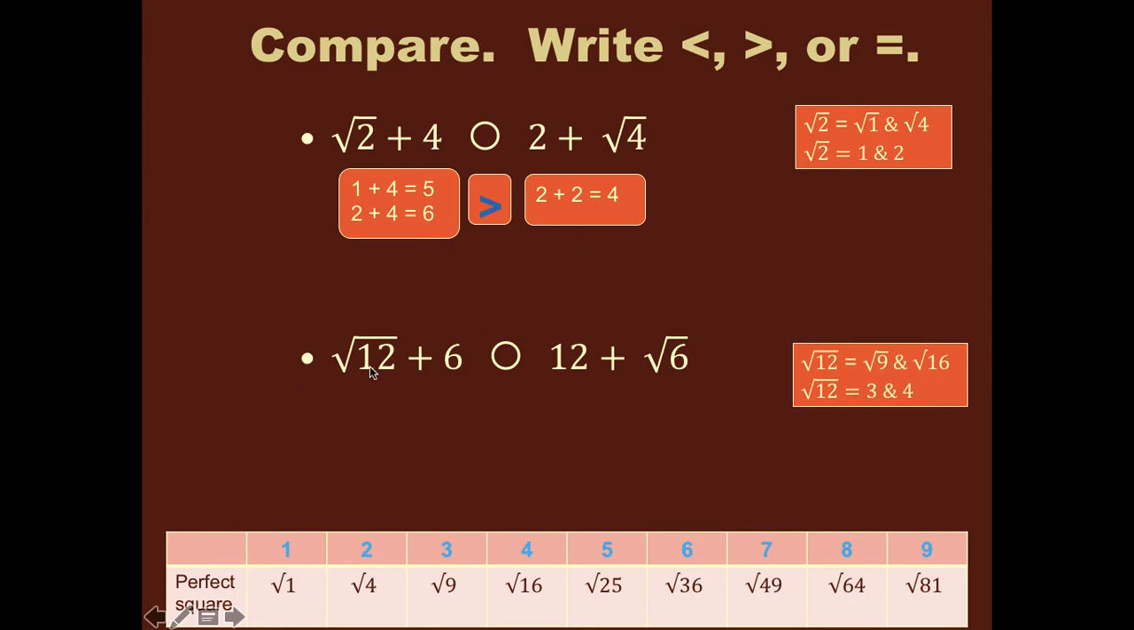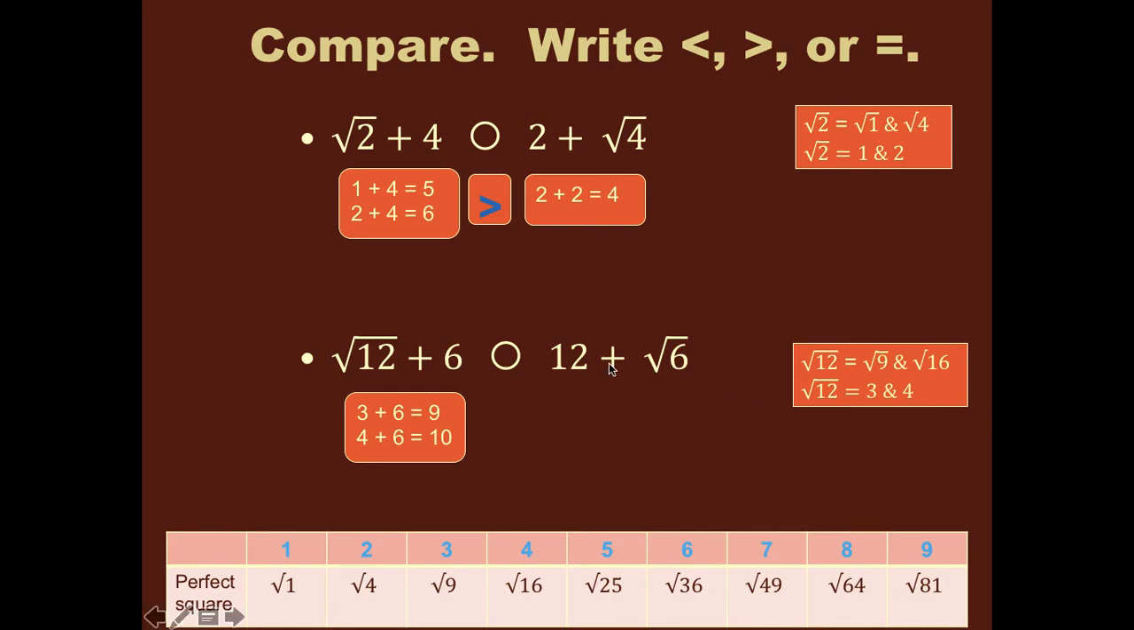We know that the square root of 12 is not a perfect square. So let us find it: the square root of 12 will be in between the square root of 9 and 16, which is 3 and 4. So we'll use the values for square root of 12 as 3 and 4. Let's substitute it here. First we'll use 3: 3 plus 6 will be 9. Then we'll use 4: 4 plus 6 is 10.